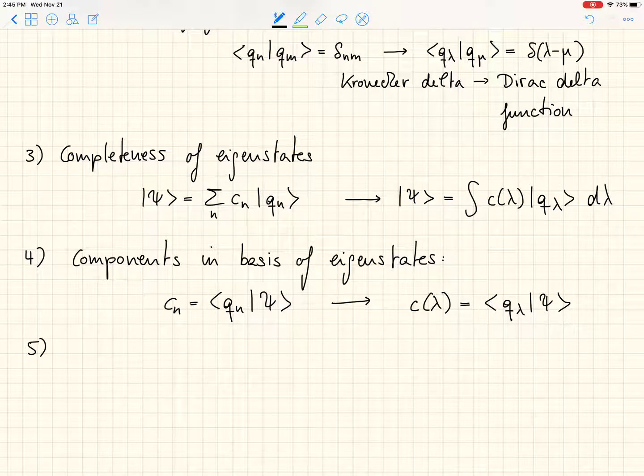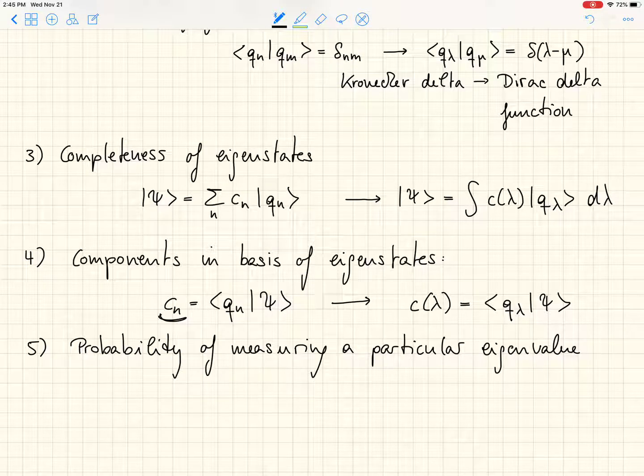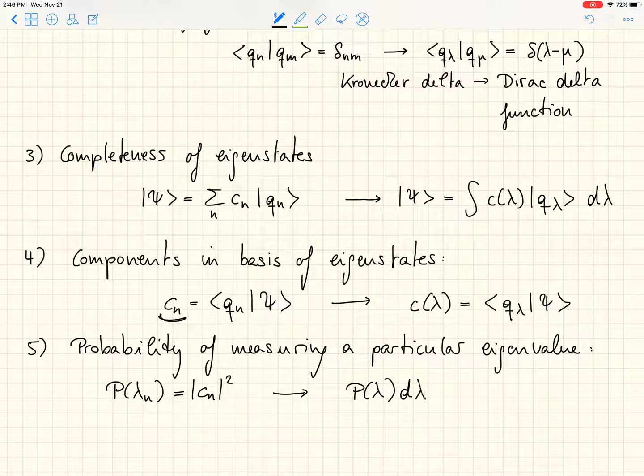And then we have learned that the meaning of these coefficients Cn here is if I take their absolute value squared, they give me the probability of measuring a particular eigenvalue. So we had learned that the probability of measuring eigenvalue λn is equal to the absolute value squared of the corresponding coefficient Cn. And so this, in the continuous case, then becomes the probability to measure λ times dλ is going to be equal to the coefficient c of λ absolute value squared dλ.